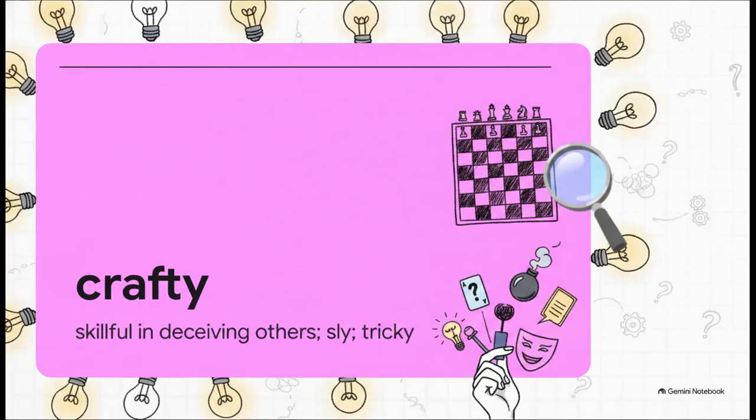The crucial starting point is understanding the nuance of our first word, crafty. It means being skillful in deceiving others, being sly or tricky. Just imagine a crafty mind preparing a really comprehensive plan to defraud his partners. A crafty person doesn't rely on brutal physical strength. Instead, they dig into a crafty bag of tricks to win. It is all about intellectual deception.